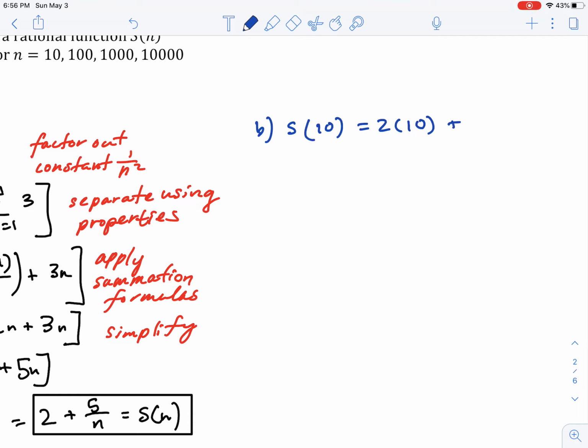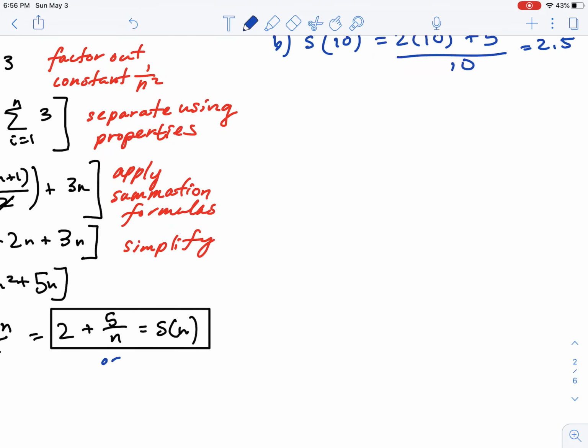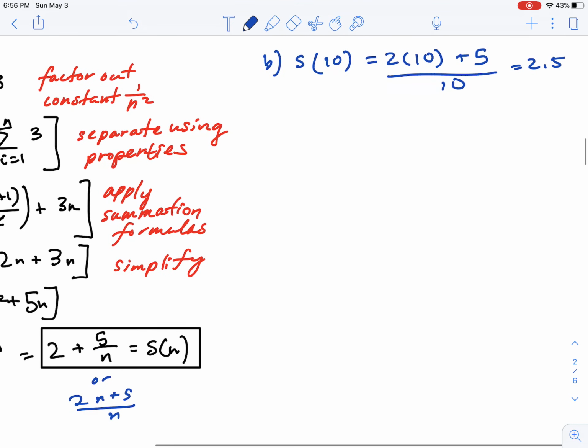So we got 2 times 10 plus 5 all over 10, right? That's just going to be 2.5. And you know what? I realize it might have been a little bit confusing that I left it in this form, because I could have also said this. Sorry, I should have specified this. That you might have wanted to leave it as this. It doesn't really matter, right?